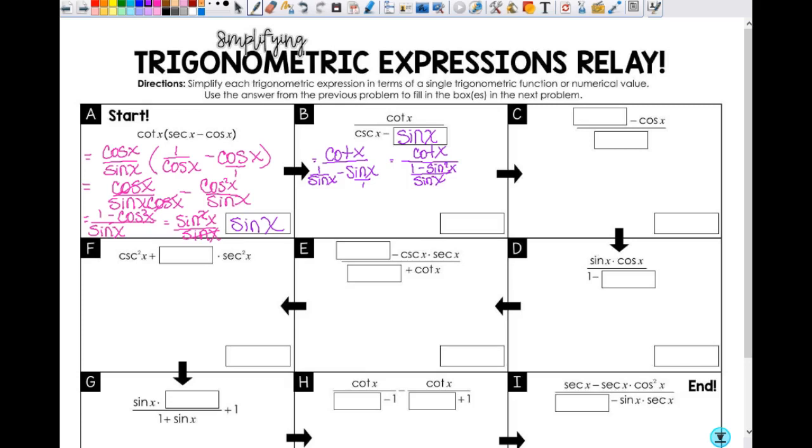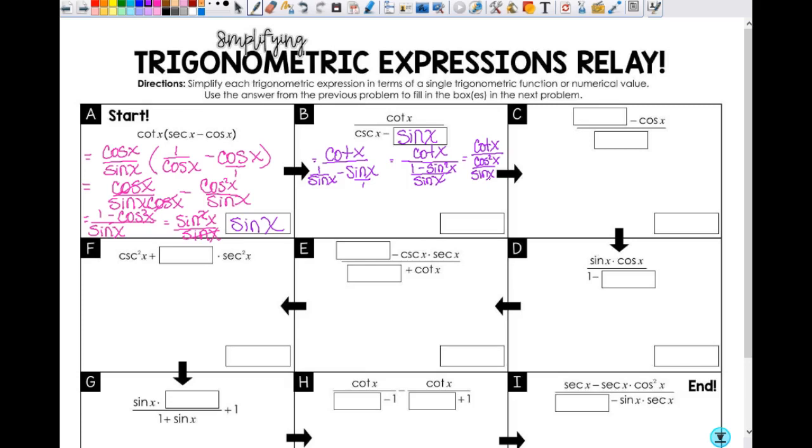I just went ahead and put it together instead of doing it separately and then putting it together. Can I substitute something for 1 minus sine squared? Cosine squared. So now this is going to give me cotangent x over cosine squared x over sine of x. Everybody with me so far?